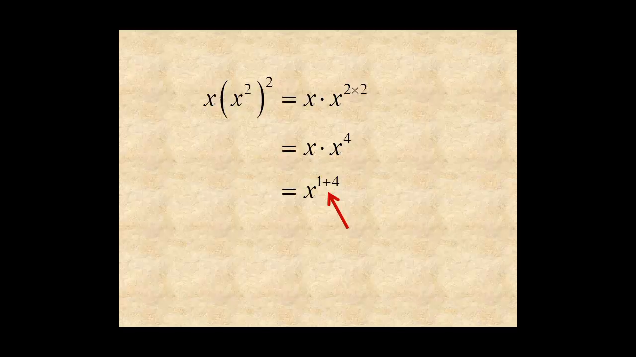For this expression, you have to use a combination of properties. First, simplify x to the 2 to the power of 2 by multiplying the exponents for x to the 4. Then add the exponents for x to the 5.